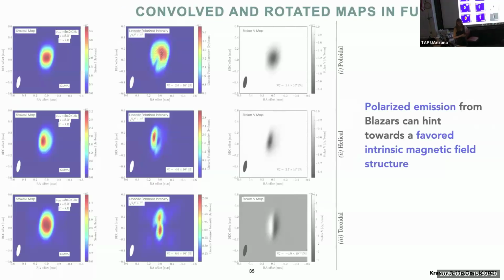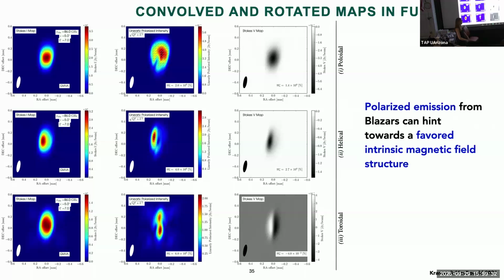And since we like to rotate it to a blazar view, we can check the same for a blazar view. And here I just want to highlight again that we have in the Stokes V case, the circular polarization, a positive and negative sign in circular polarization for the toroidal case. So polarized emission from blazars can also hint towards a favorite intrinsic magnetic field structure. And that study was the base for my observations that I mentioned earlier with the VLBA.